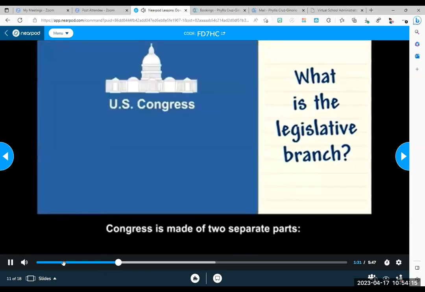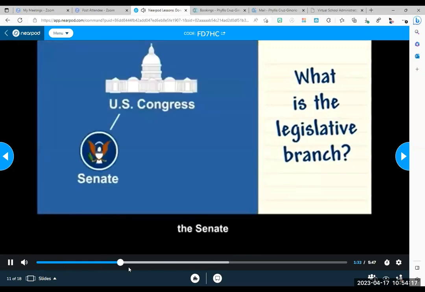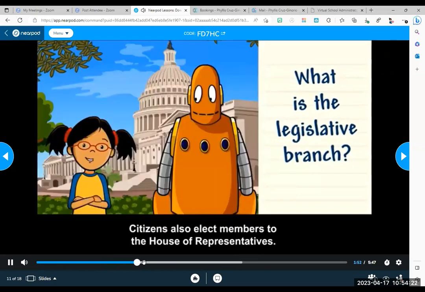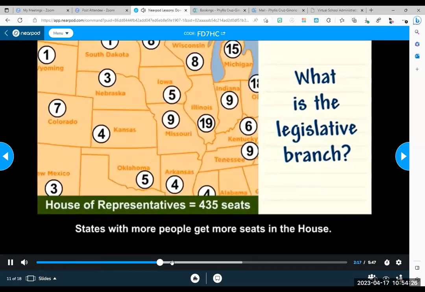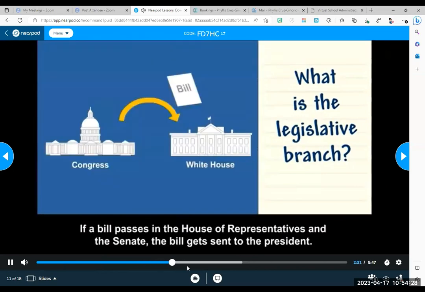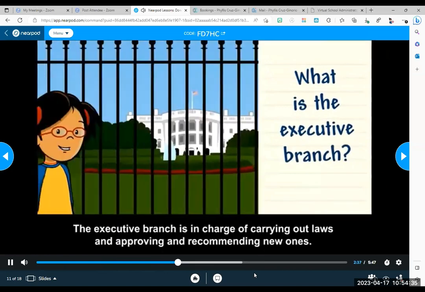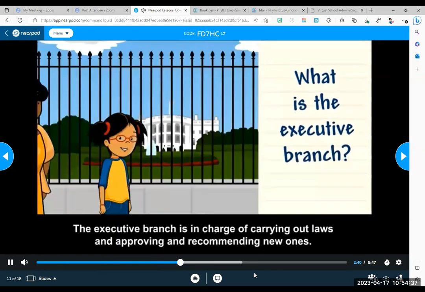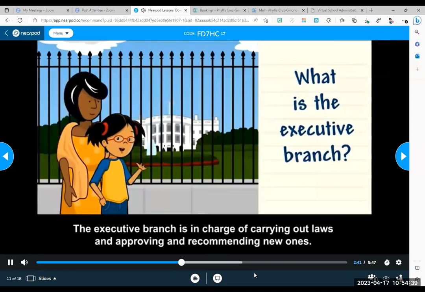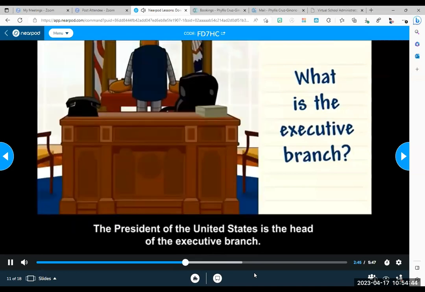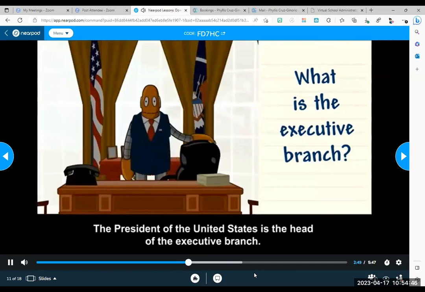Congress is made of 2 separate parts, the Senate and the House. There are 100 members in the Senate. Next is the House of Representatives. The House of Representatives writes bills and votes on them. We want to get to the next part, the executive branch. The executive branch is in charge of carrying out laws and approving and recommending new ones. Here's the White House. The President of the United States is the head of the executive branch.